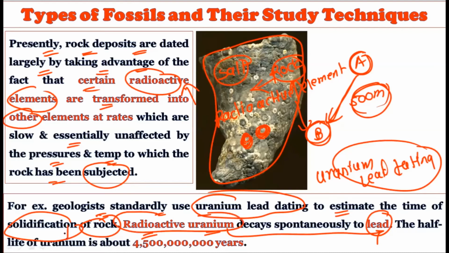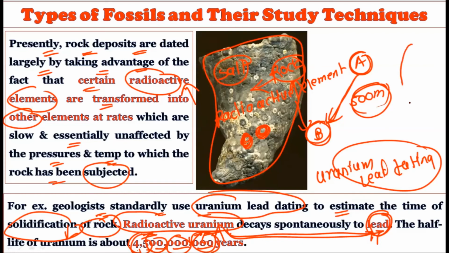okay, because the half life of the uranium we know today by these numbers, that is the 4 5, and these zeros were there, and this is the value of the half life of the uranium. And by using this value, that is the half life of the uranium which is getting converted into the lead, we can actually calculate the age of the fossil or the age of the rock, okay.